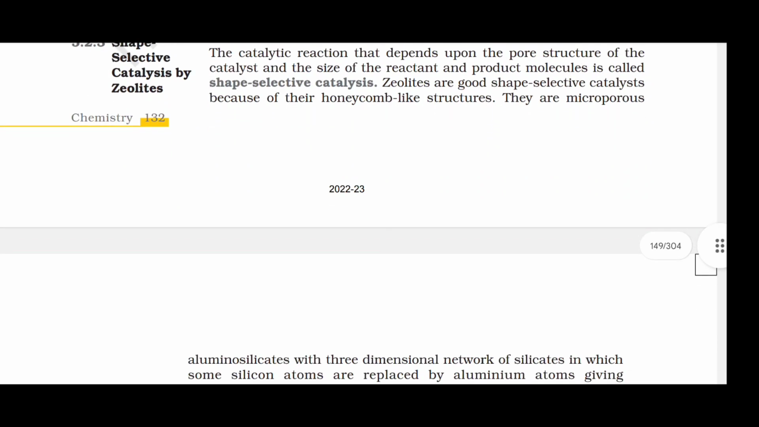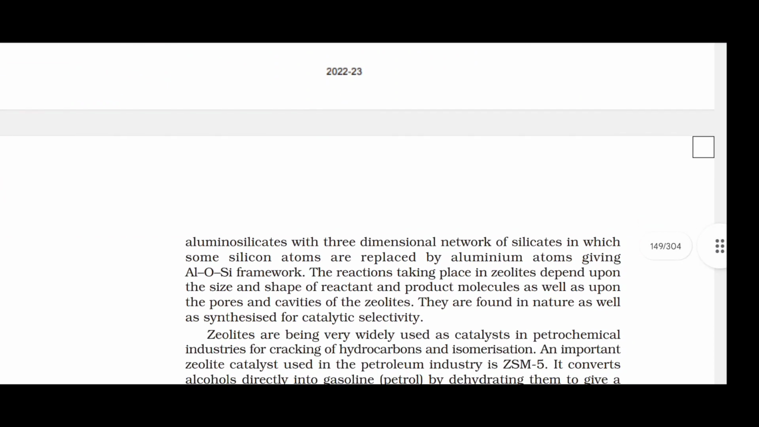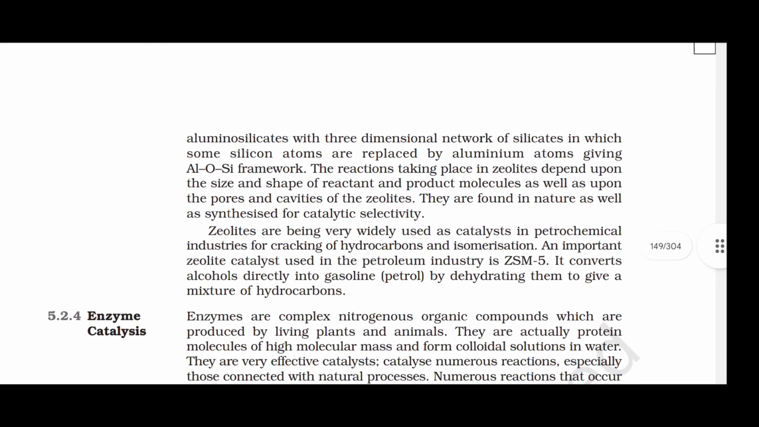They are microporous aluminosilicates with three-dimensional network of silicates in which some silicon atoms are replaced by aluminium atoms, giving aluminium oxygen silicon framework. The reactions taking place in zeolites depend upon the size and the shape of the reactant and product molecules as well as upon the pores and the cavities of zeolite. They are found in nature as well as synthesized for catalytic selectivity.